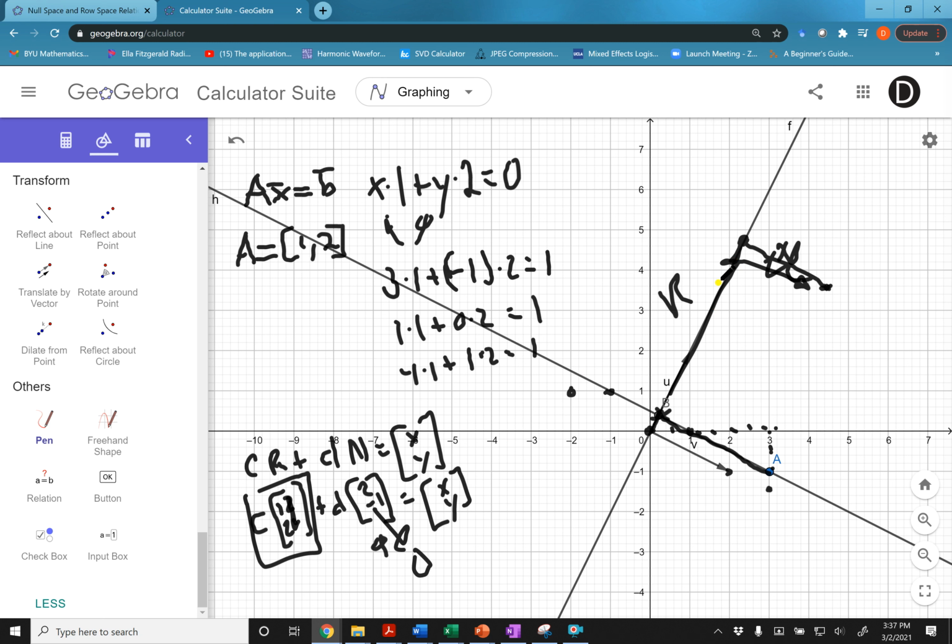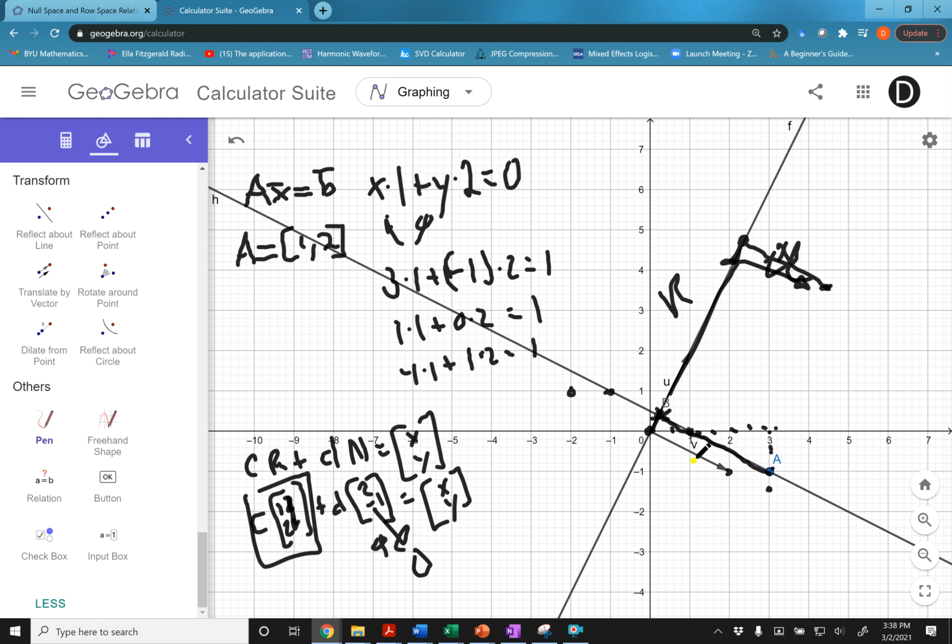The row space might be a plane. It might be that the null space is just 0. If the rows are linearly independent, then the null space is just going to be the 0 vector. So the row space is everywhere. Okay. So one of the things we've learned is that the basis for the null space is perpendicular to any vector in the row space.